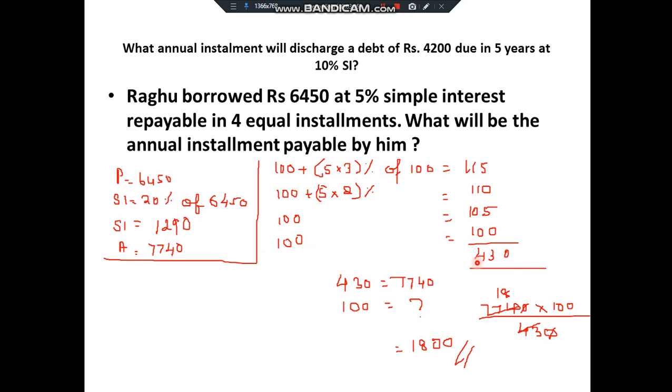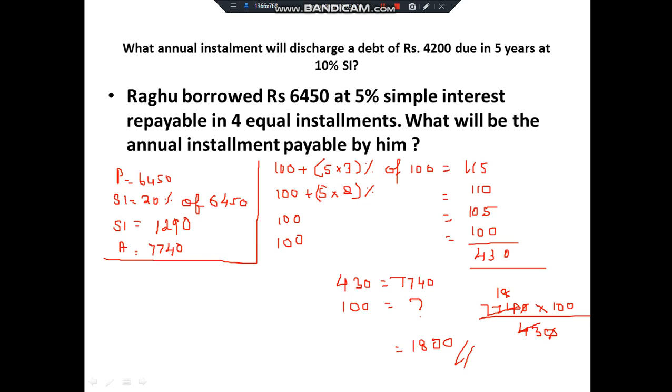Okay, now our question is, 7,740 is your amount, right? So for principal 100, how much it would be, you will have to find. That is the annual installment you will find. So you can equate it as 430, that is the assumed value, which is equal to 7,740. So for the principal 100, how much it would be? If you cross multiply, you get the answer as 1,800. I hope you understood. You try to solve it by yourself, then you will get a clear idea on it.